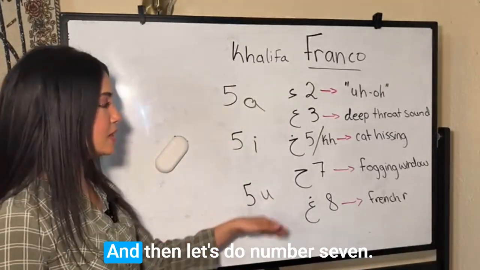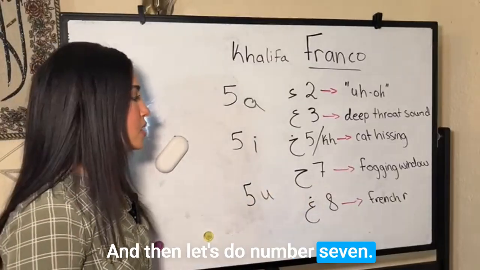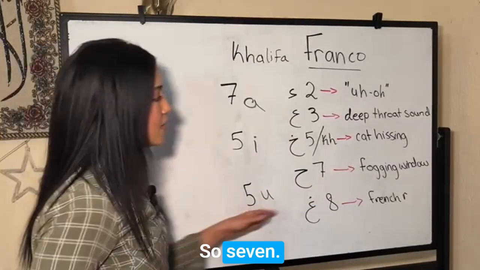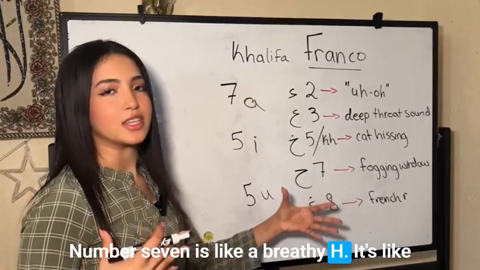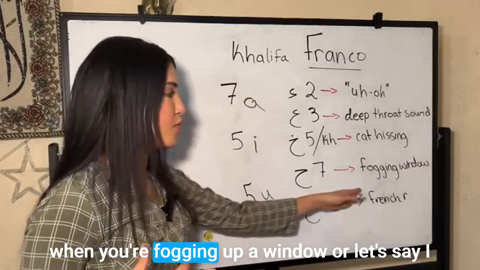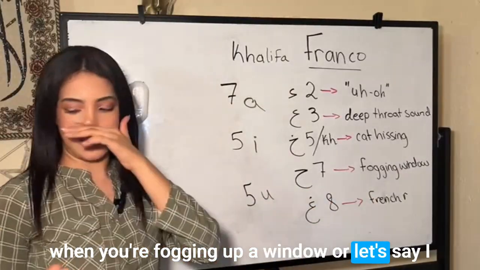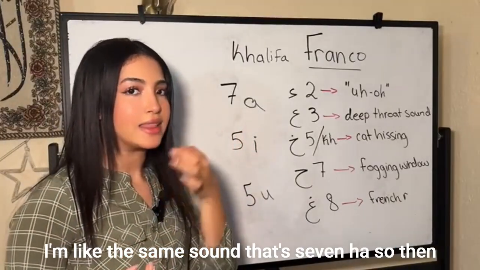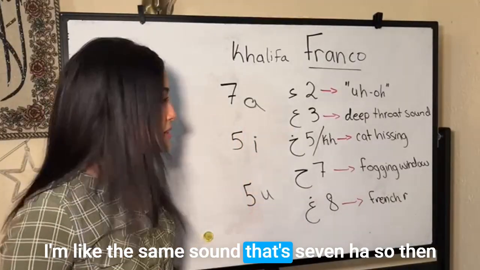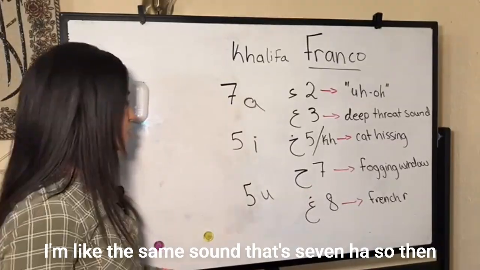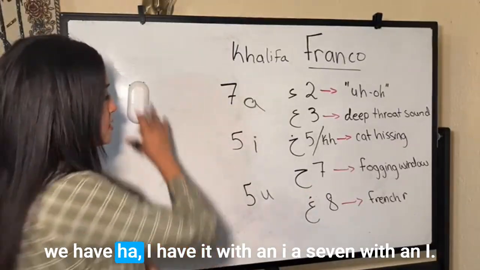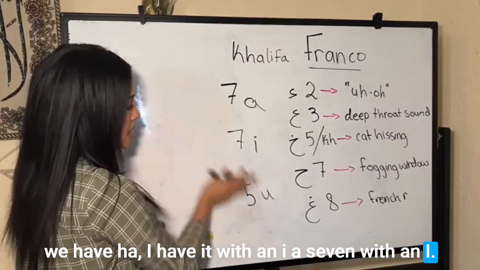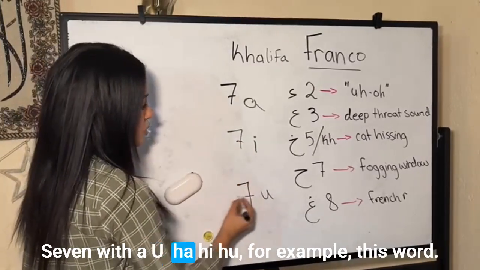So we have 5, and then let's do number 7. So 7 with an A. Remember, 7 is like a breathy H. Ha, ha. It's like when you're fogging up a window. Or let's say I have my glasses and I want to clean them up. I'm like, ha, ha, ha. That same sound. That's 7. So then we have ha. I have it with an I, a 7 with an I, he, 7 with a U, hu.